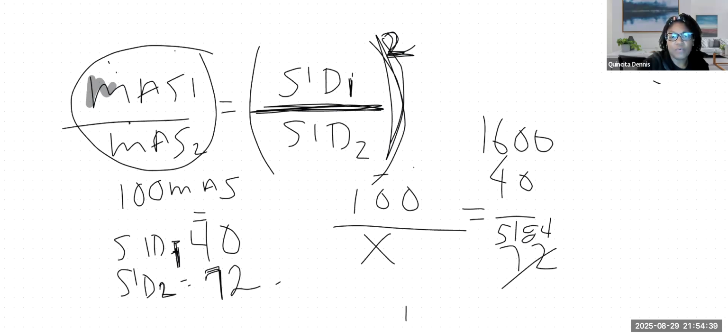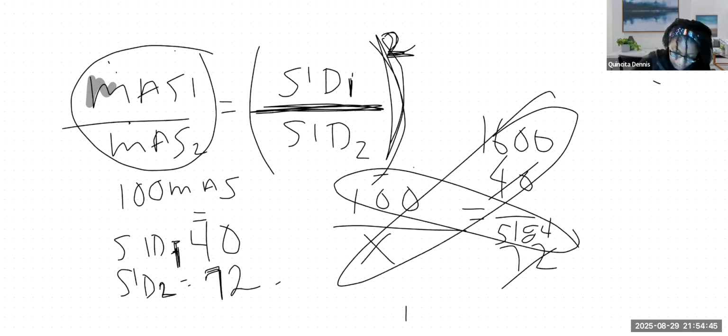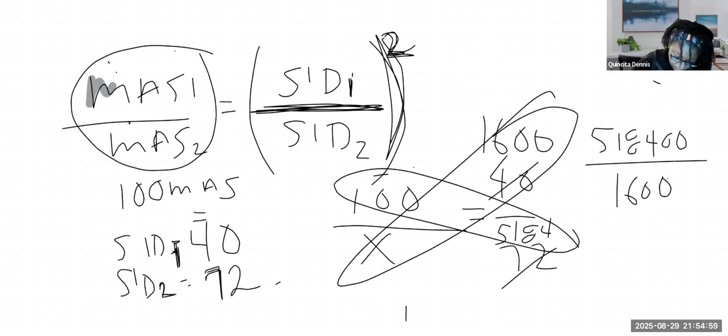5184 times 100 is 518,400, and that is divided by 1600. And that gives you 324 mAs as the new mAs.